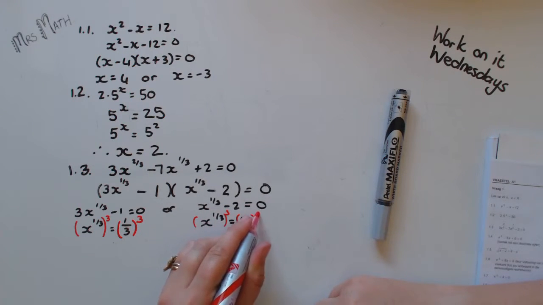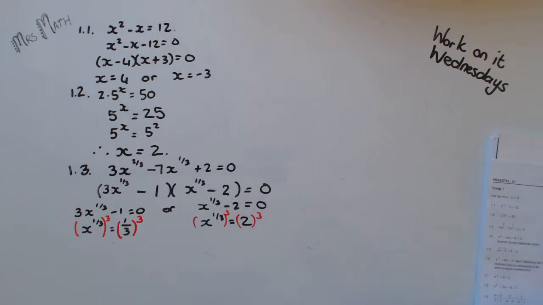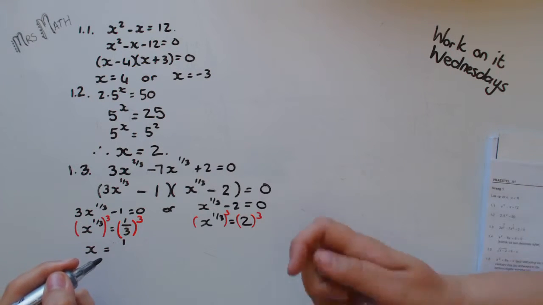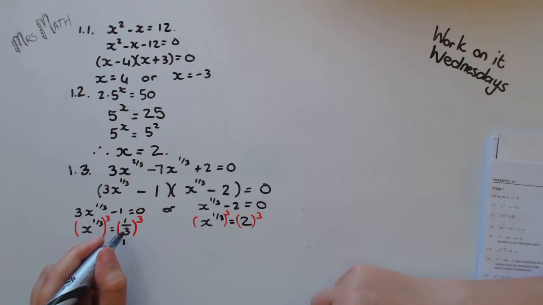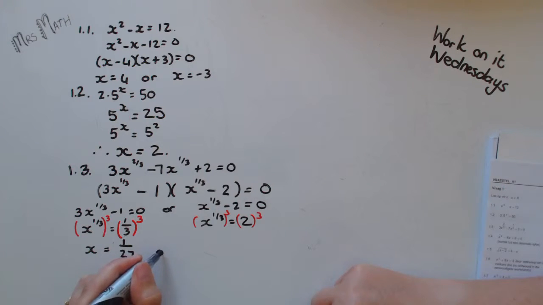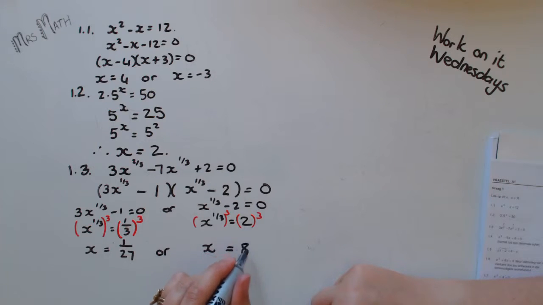I'm just going to take to the power of 3 both sides. And then this becomes x, and 1 to the power of 3 is still just 1, 1 times 1 times 1. And 3 to the power of 3, 3 times 3 times 3, is 27. So x is 1 over 27, or this is just x, and 2 to the power of 3 is 8.